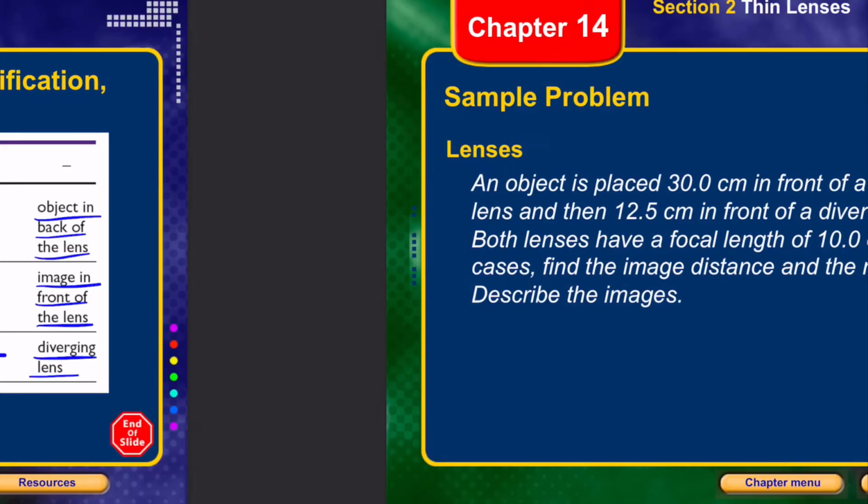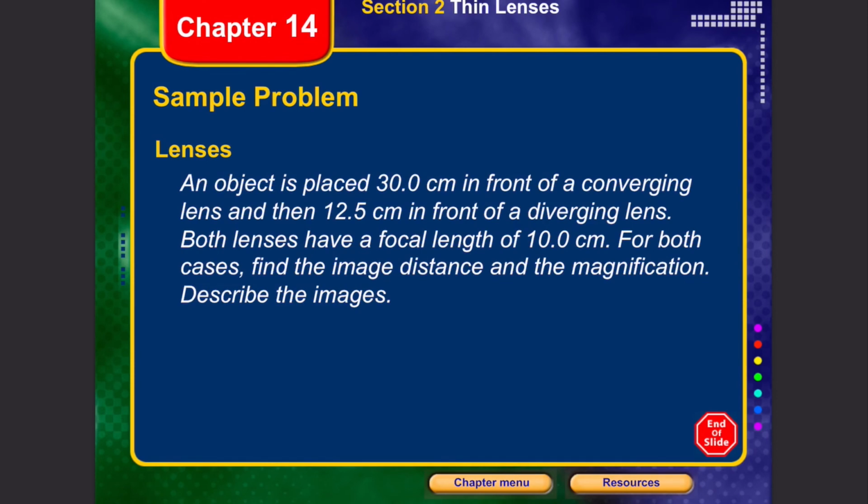So let's solve a problem so that it becomes easier. An object is placed 30 centimeters in front of a converging lens, then 12.5 centimeters in front of a diverging lens. Both lenses have a focal length of 10 centimeters. For both cases, find the image distance and the magnification, and describe the images. So let's take down the problem.